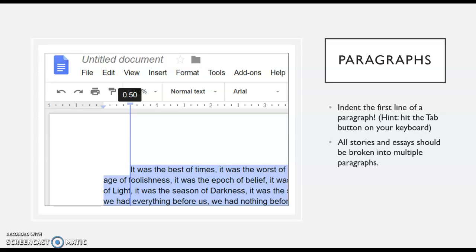All stories and essays should be broken into multiple paragraphs, so before submitting a writing assignment, look over your work. If you have giant chunks of text that are taking up a whole page or longer, you might need to start breaking it up. For reference, paragraphs are typically anywhere from 5 to 7 sentences long.